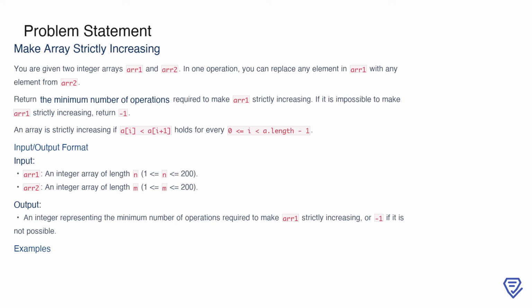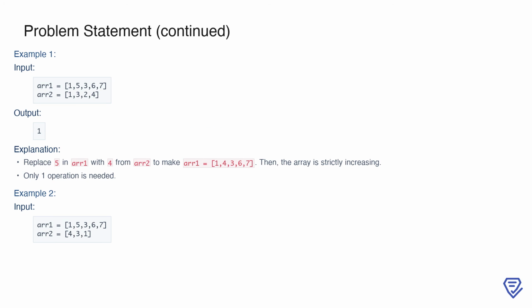The input consists of two arrays, arr1 with a length between 1 and 200, and arr2 with a length in the same range. The output is an integer representing the minimum number of operations, or -1 if it's impossible to achieve the goal. Here's the first example to illustrate the problem.